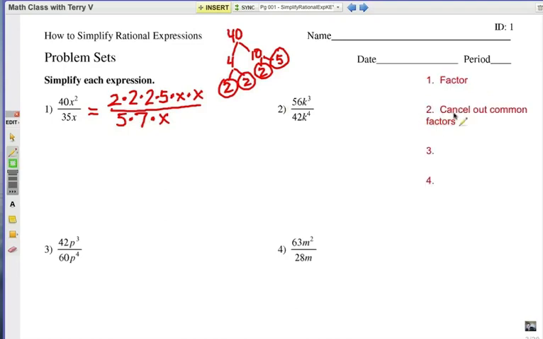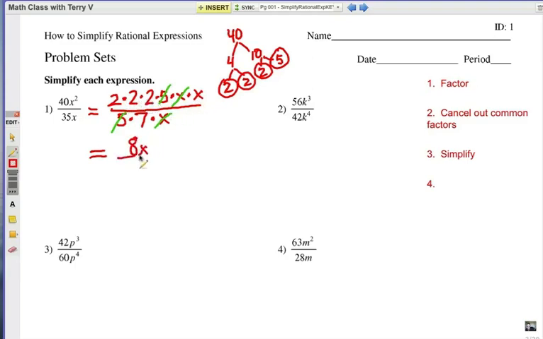Step 2 is to cancel out the common factors. So I notice a 5 factor is common in top and bottom there, and a single x factor is common there. You want to make sure they're exactly the same. Step 3 is to simplify, and that just means to put everything back together again. So once I've canceled out these common factors, I notice that I have 2 times 2 times 2 times x, and that would be 8x. That's my numerator. And then a 7 on the bottom.